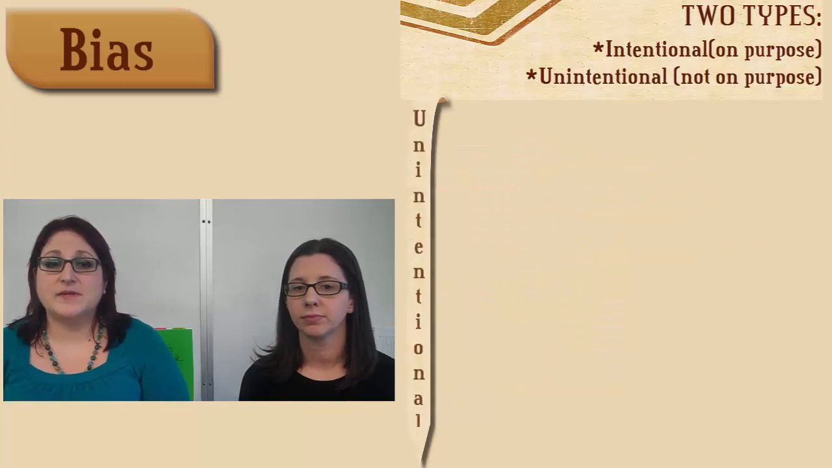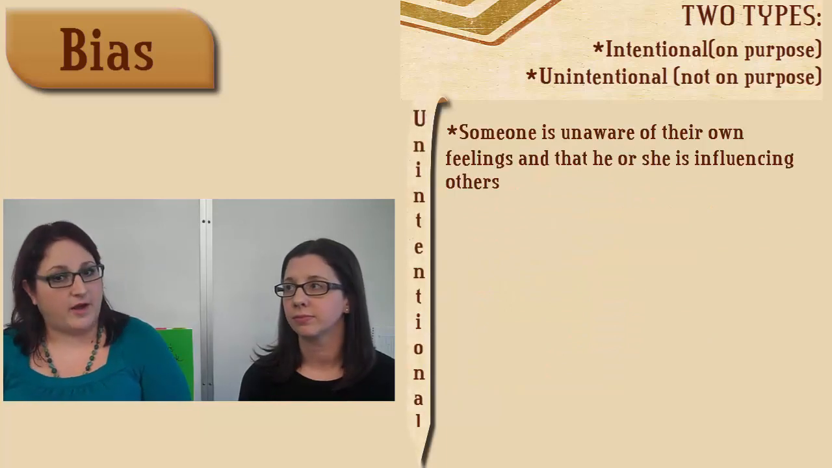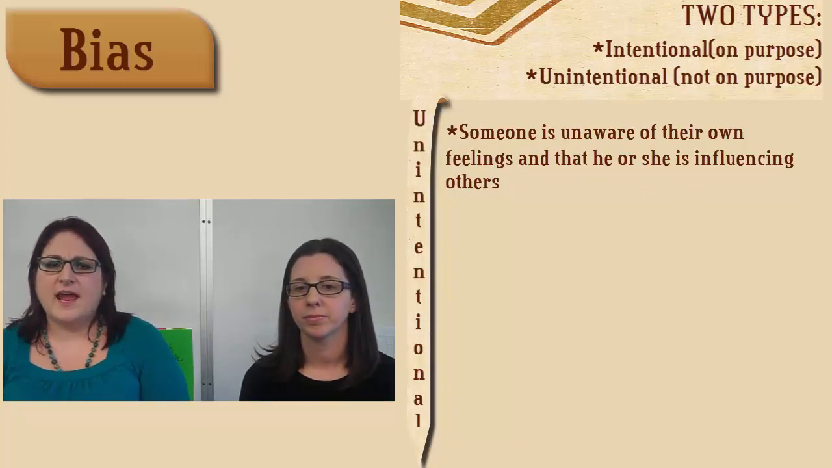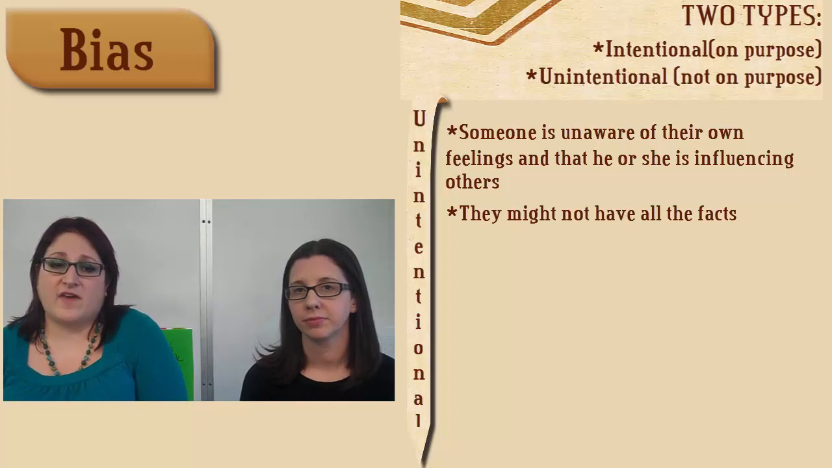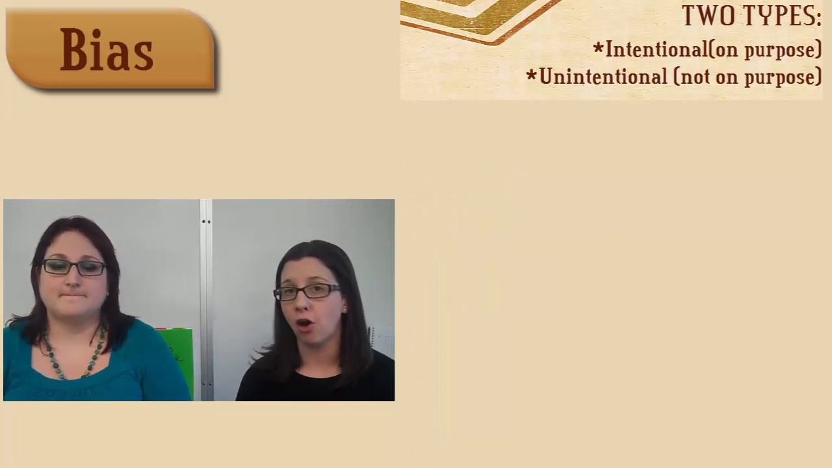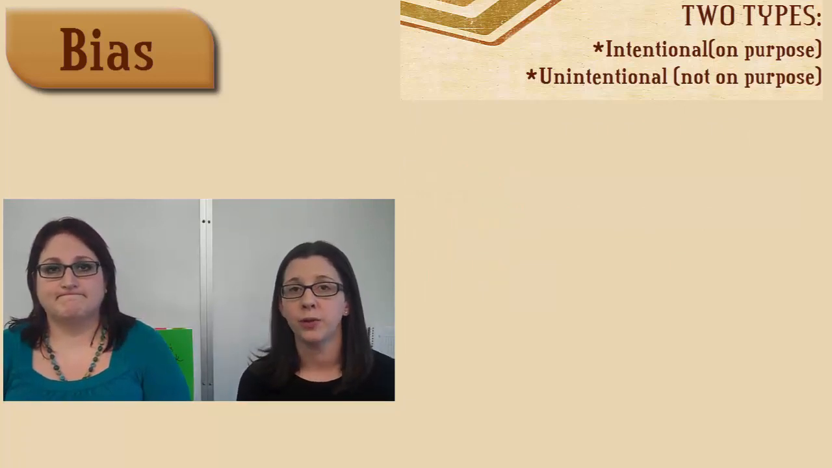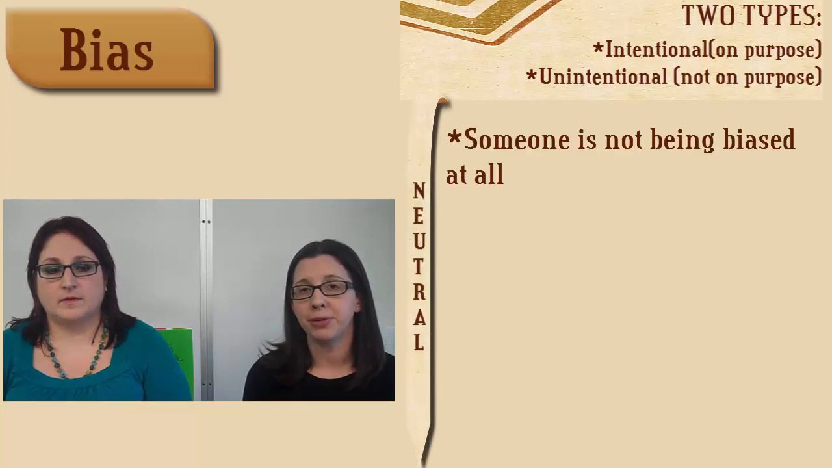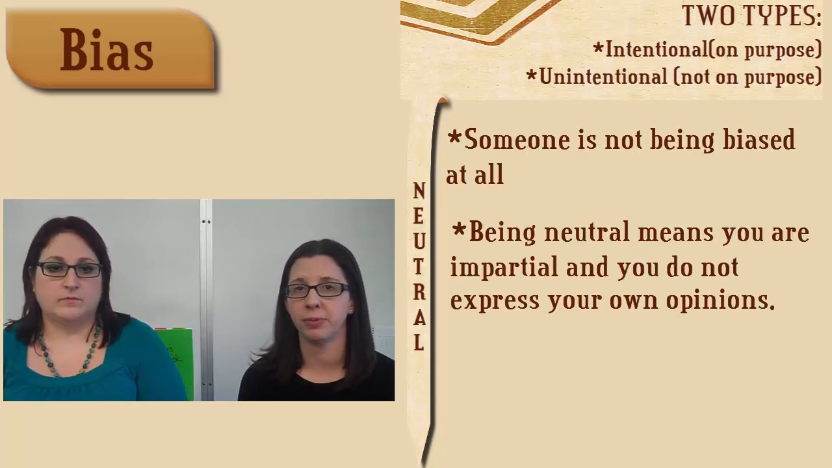Unintentional bias is when someone is unaware of their own feelings and that he or she is influencing others. This may be because he or she does not have all of the facts, or may be due to ignorance. If someone is not being biased at all, they're just giving you the facts, we call this neutral. Being neutral means you are impartial and you do not express your own opinions.